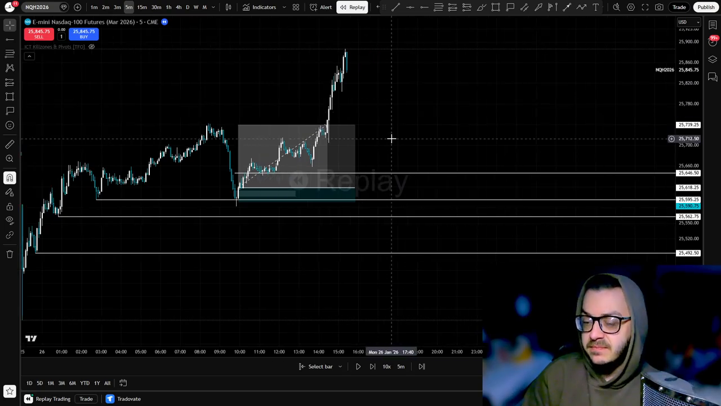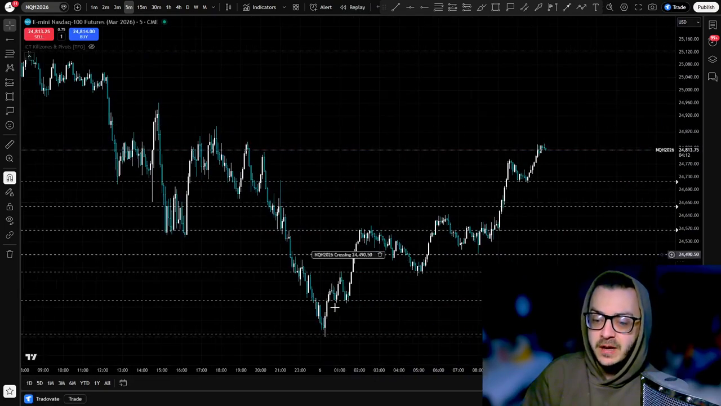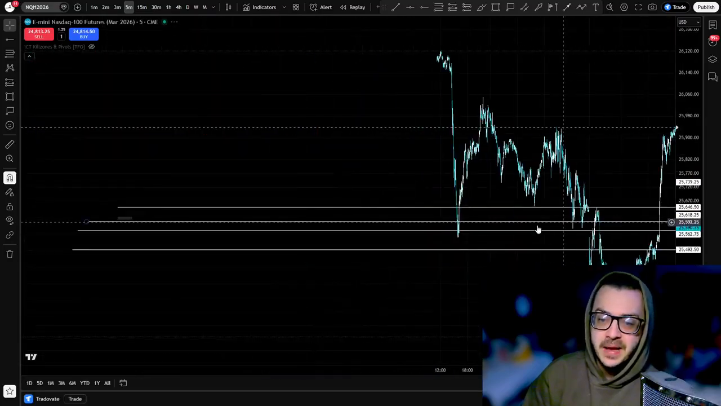So basically, really, really good trade. Absolutely perfect trade. Exactly what you want to see. Really, really good trade for my strategy. Absolute banger. So we move on.